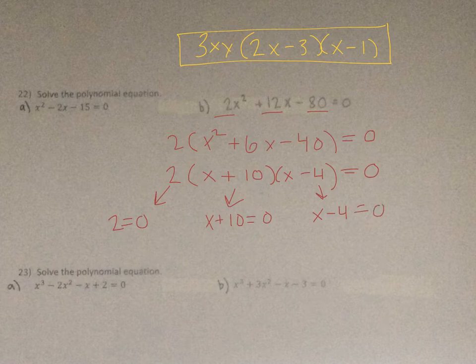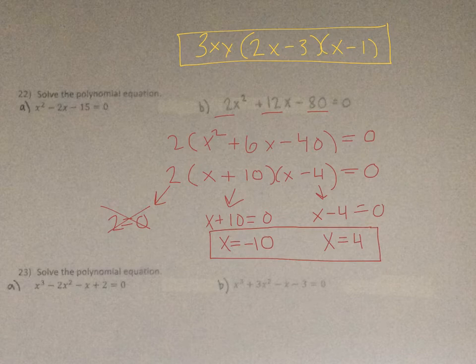So, can 2 equal 0? The answer is no, so we don't need to worry about it. The next one, x plus 10. If we were to subtract the 10 over, we get x is equal to negative 10. And here we will add the 4 over. We get x equals positive 4. So x equals negative 10 and positive 4 are my two solutions.